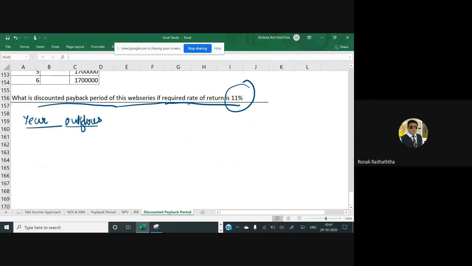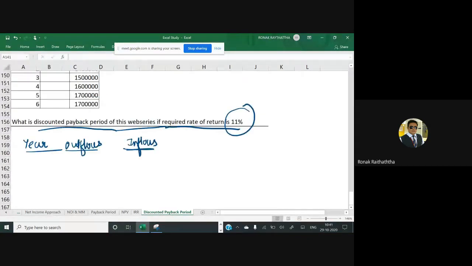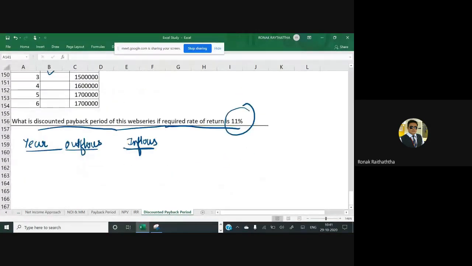Then we have inflows, bachas and bachis. Then after that, if we want to find the present value of inflows and outflows, we should have the discounting factor.